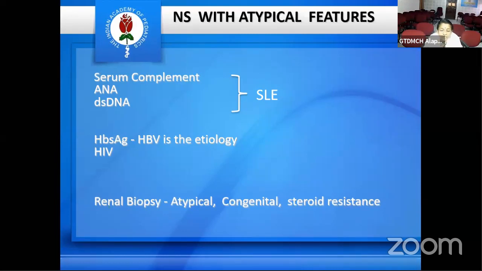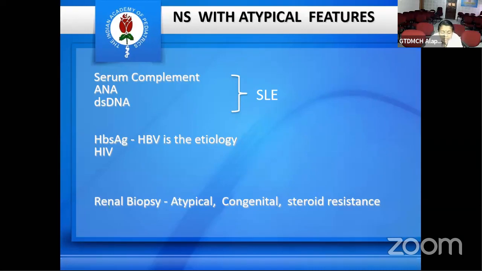If there are atypical features, you can think of causes other than minimal change nephrotic syndrome. You have to do serum complement. C3 will be decreased. ANA will be positive. In diseases like SLE, these three will be seen: ANA positive, dsDNA positive, and serum complement decreased. And depending upon the clinical signs, you can do the proper investigations. HBsAg can be done if you are suspecting hepatitis B infection, and HIV testing can also be done. Depending upon the disease, you can do the investigations.